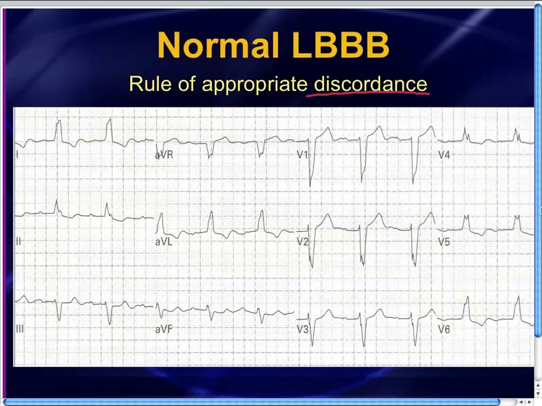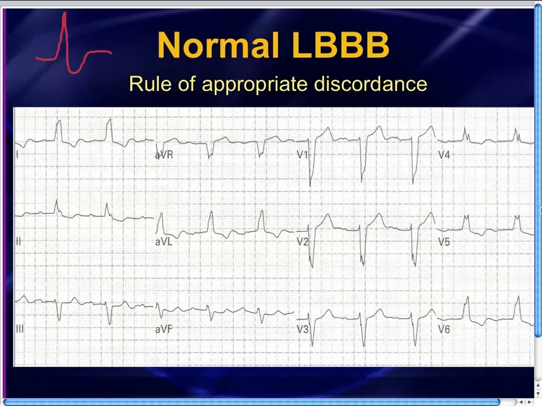One of the other important findings of a left bundle that relates to ischemia is what we refer to as the rule of appropriate discordance. What that means is that every time the QRS complex primarily goes up, the J point and ST segment should be below the baseline. Actually, I didn't draw that too well. Let me try that again. QRS goes up, and the J point should be below the baseline. Well, that almost looks like digitoxicity. But anyway, you get the point.